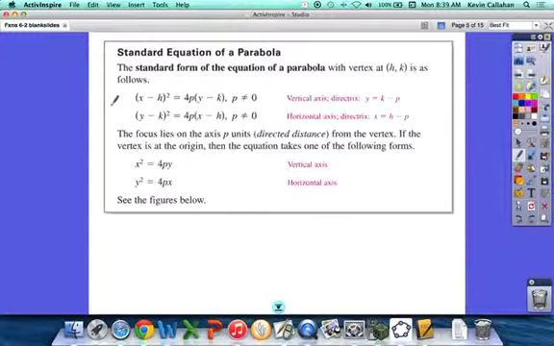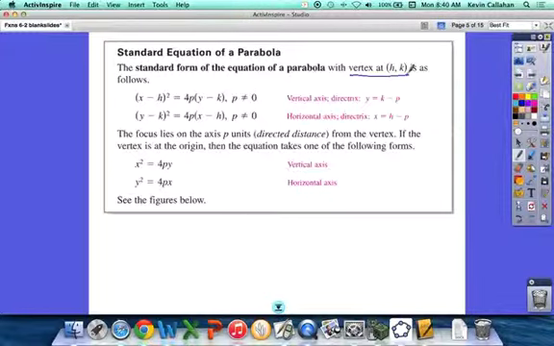Now, if you look at the equations, there's some familiar things in the equations, at least in terms of the letters you're looking at. This one here says a vertical axis, which means it's opening up or down. You can see it's got an H and a K in it. Well, we just dealt with H and K. That was the center of a circle. For a parabola, a parabola doesn't have a center, it has a vertex. So the H, K is the vertex. Vertex at H, K.